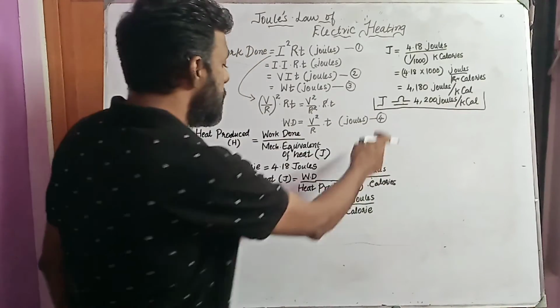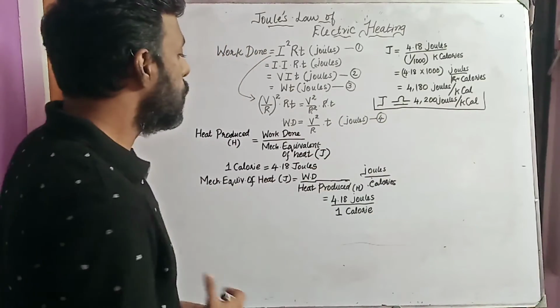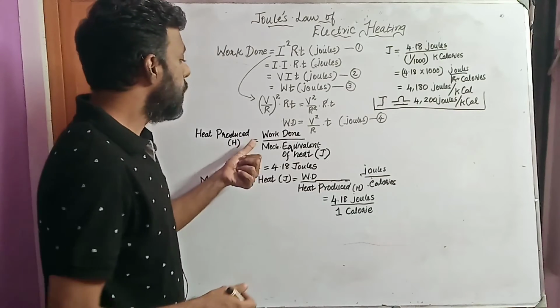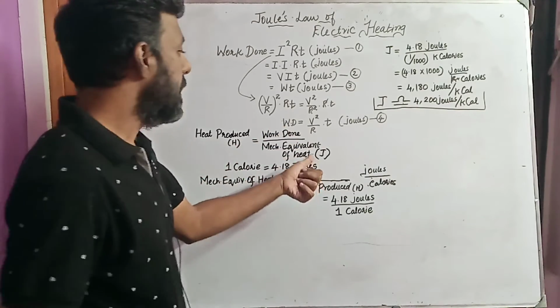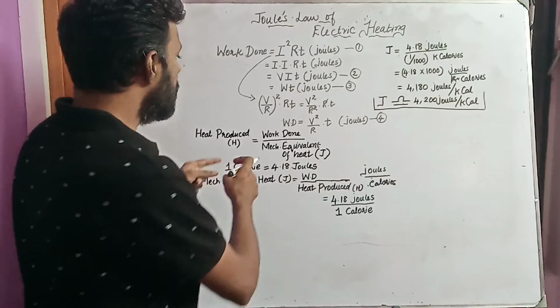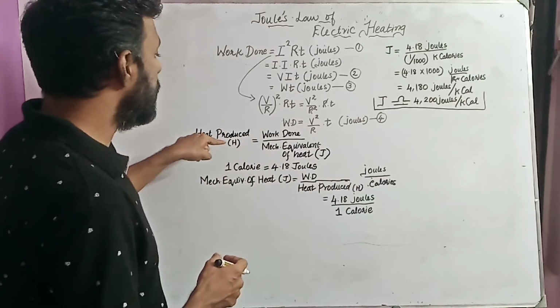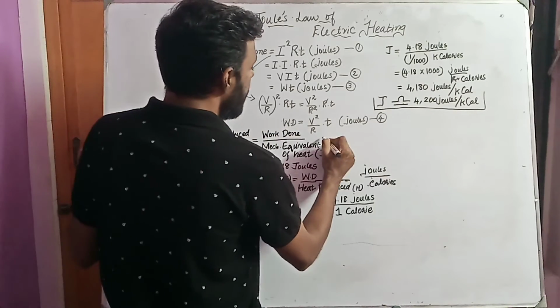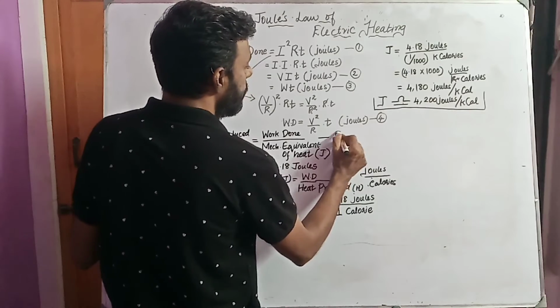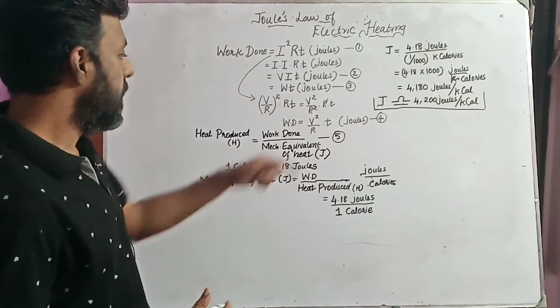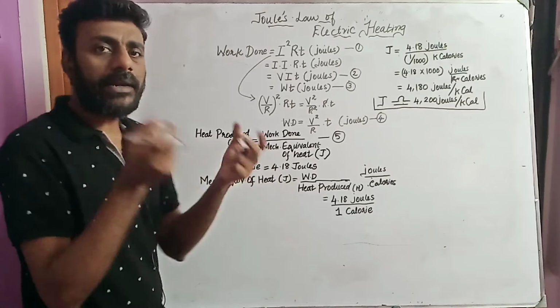Okay, so I got this value here. So now what I'm going to do is I have this equation, work done by the mechanical equivalent of heat. So what is work done? So heat produced, let us assume that this is equation number 5, just for indication. So we are going to calculate the heat produced.